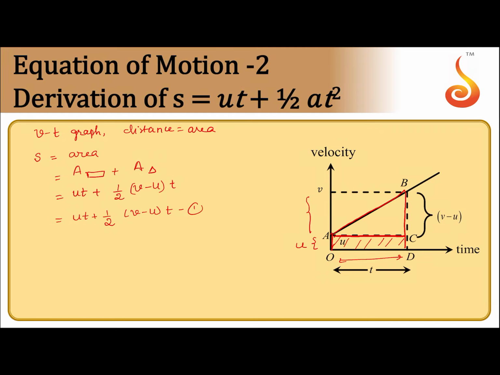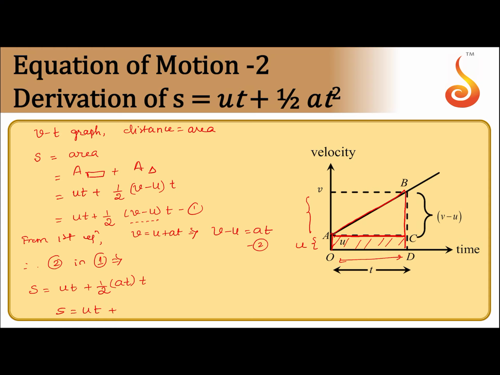So, now we know from first equation of motion that v is equal to u plus at. That gives us v minus u is equal to at. I will call this equation number 2. So, substitute this equation 2 in equation 1. What do we have? s is equal to ut plus half. I am going to replace this v minus u. v minus u is at into t, or s is equal to ut plus half at square.